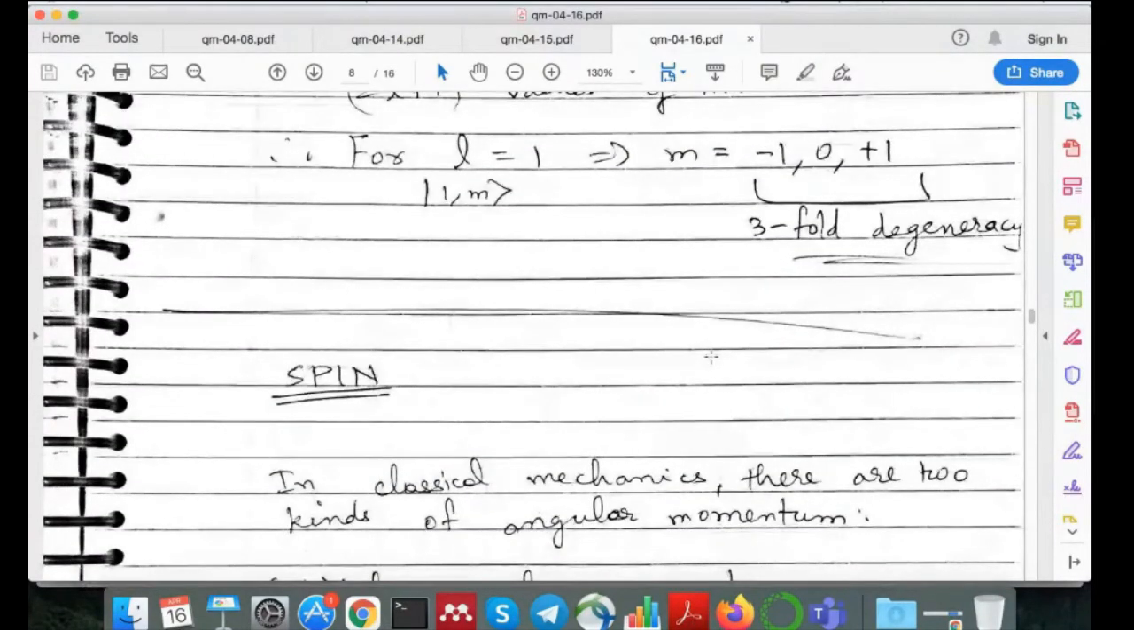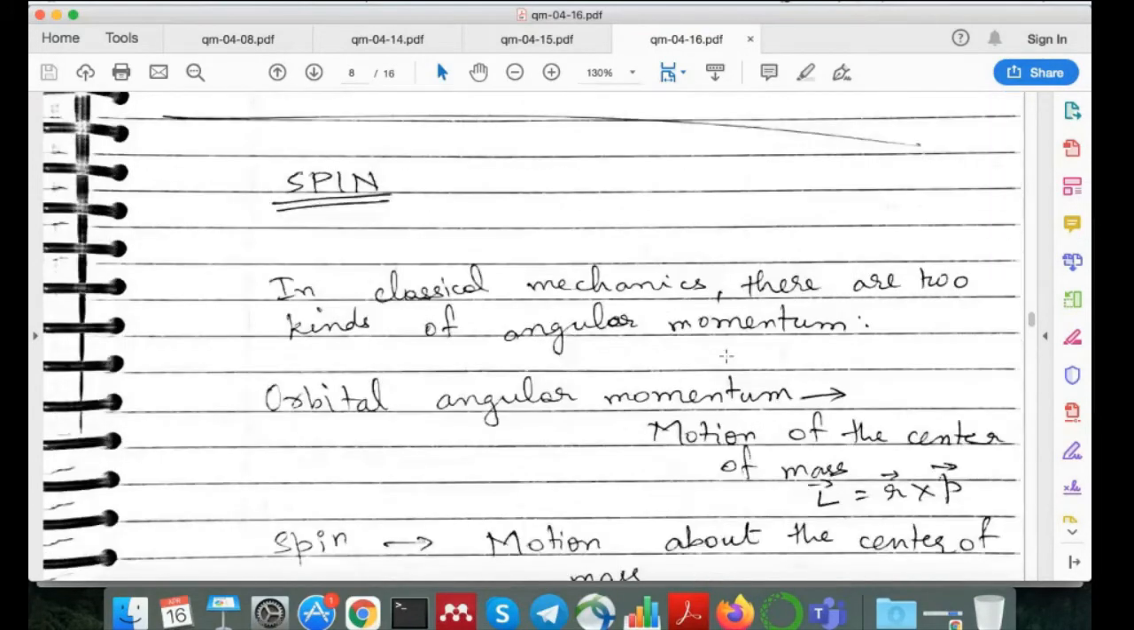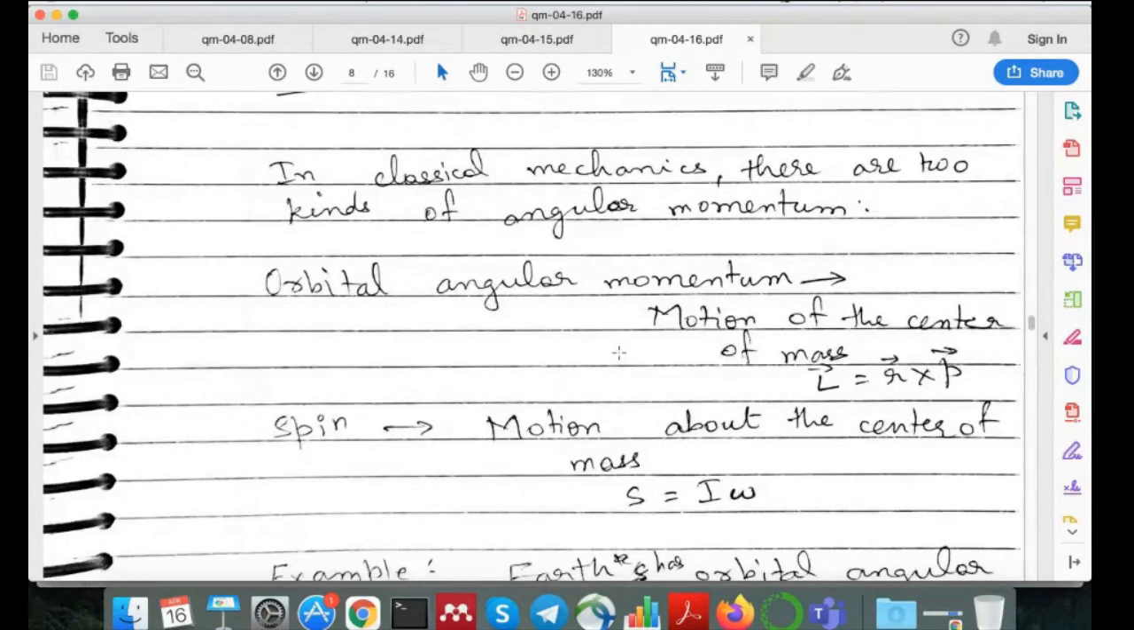Now imagine a classical system. I took the example of Earth. When the Earth revolves around the sun, which takes 365 days, a year, that represents your orbital angular momentum. But the Earth also revolves around its own axis, which takes 24 hours, a day. That is known as the spin angular momentum.